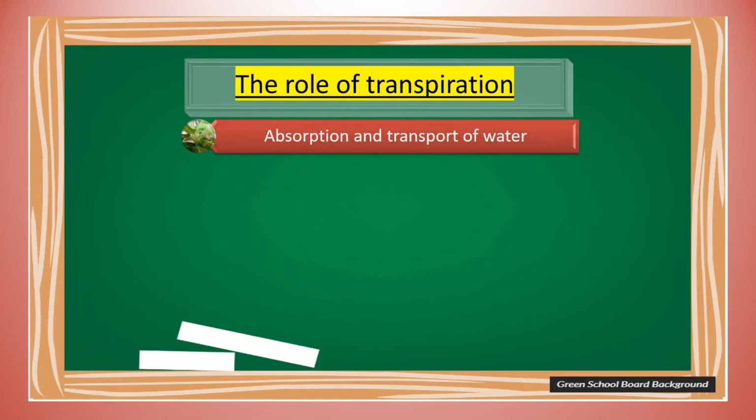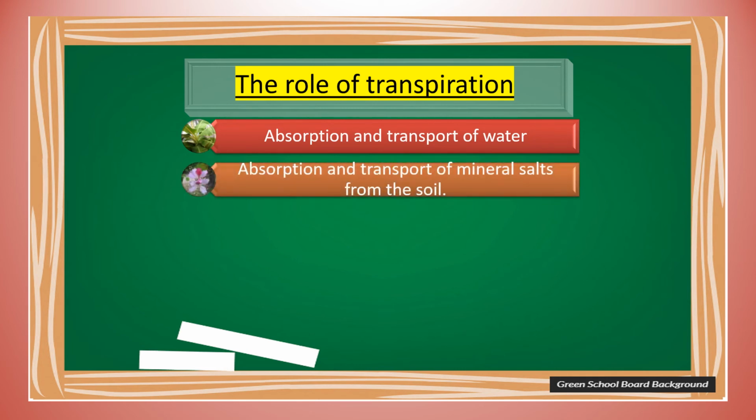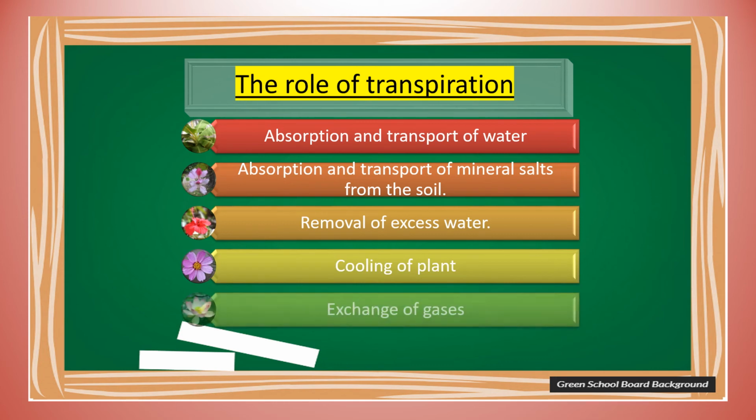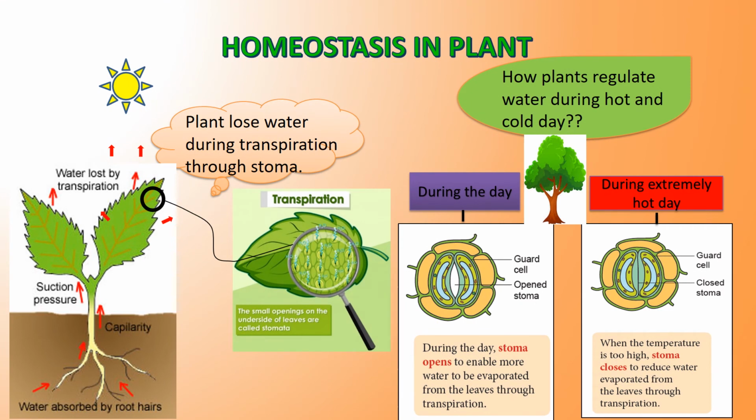The roles of transpiration are to absorb and transport water, absorb and transport mineral salts from the soil, remove excess water, cool the plant, and exchange gases. Okay, this is how homeostasis occurs in plants. The process starts from transpiration. What is transpiration, just now? Transpiration is how the plant loses water.